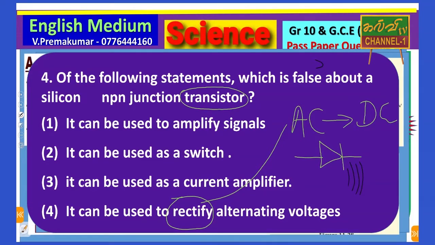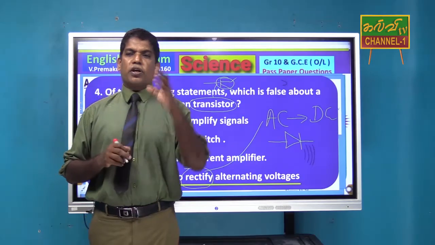The symbol of a transistor is different. It has 3 terminals, right? That is 3 terminals. Now the correct answer is that it can be used to rectify alternating voltage, so that can't be done using a transistor. So students, now you can understand what the function of transistors is.